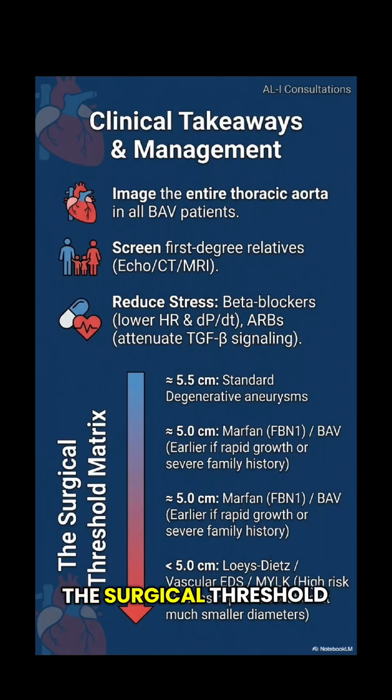The surgical threshold is 5.5 centimeters for standard, 5 centimeters for Marfan with the FBN1 gene or bicuspid aortic valve, and earlier if rapid growth. Also 5 centimeters for Marfan and Loeys-Dietz syndrome, which are at high risk for catastrophic dissection at much smaller diameter.